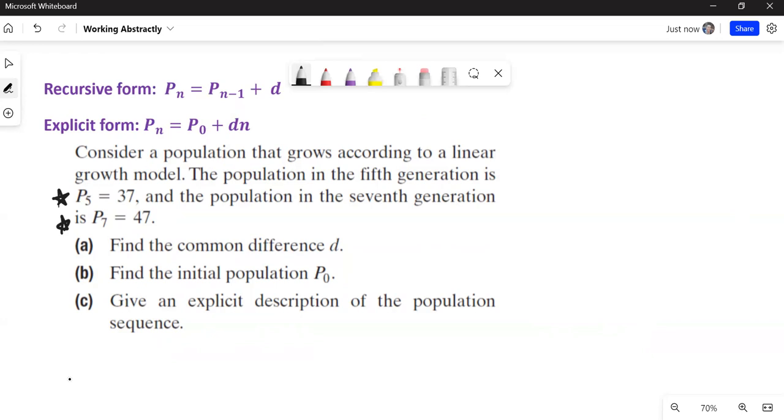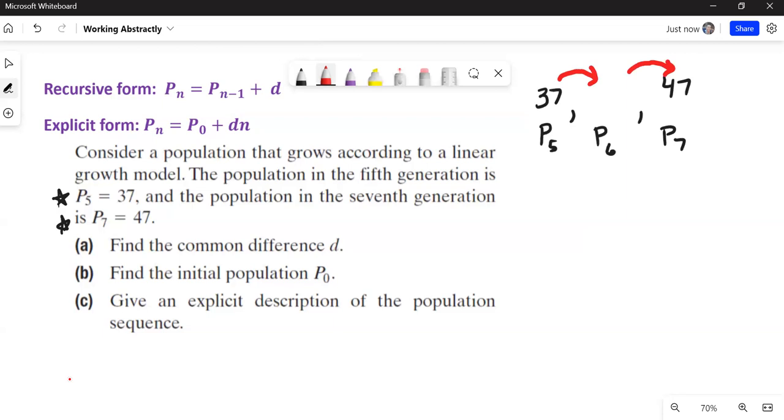So what we need to think of is that P sub 5 really stands for the 5th term, right after the original generation. That's 37. We don't have information about P sub 6, so I'm going to leave that blank. But we know that P sub 7 is 47. So what you're trying to think about is what would be the common difference to take us to P sub 6 and then on to P sub 7.